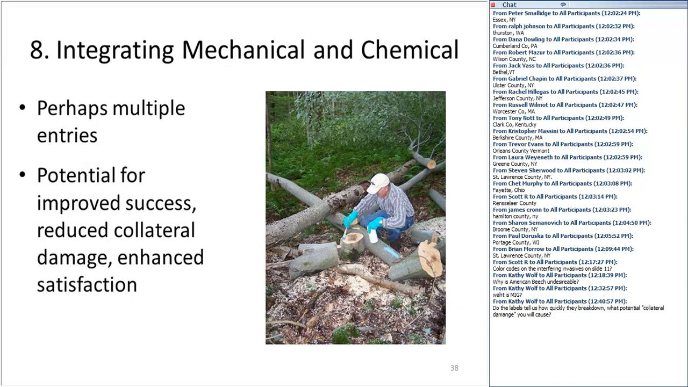We may want to integrate mechanical and chemical. This might involve multiple entries, and this is what's called a cut stump treatment of American beech. And I've not forgotten that we need to explain why American beech may need to be controlled. So we cut it, so we have a mechanical selective cutting and then a chemical selective treatment. That integration is oftentimes very effective and provides greater success in what we're trying to accomplish.